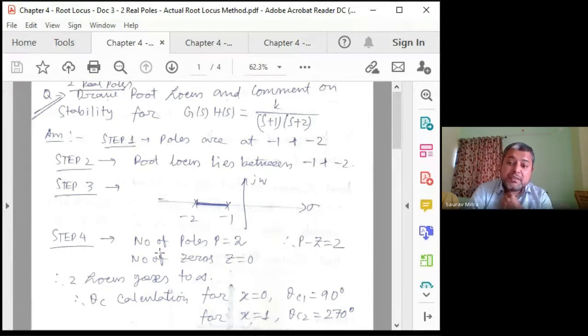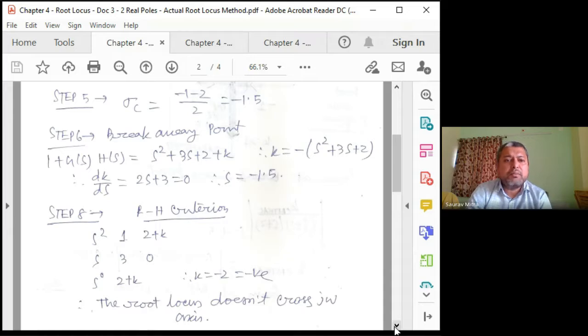If p minus z is 3, like the numerical I had shown you in printed form, s into s plus 3, s plus 6, then p minus z is 3. In that case, there are 3 root locus branches. What will be the asymptotic angles? We will calculate them from the formula: 60 degrees, 180 degrees, and 300 degrees. So I will conclude this lecture with one more very simple calculation. Breakaway point calculation we will do tomorrow.